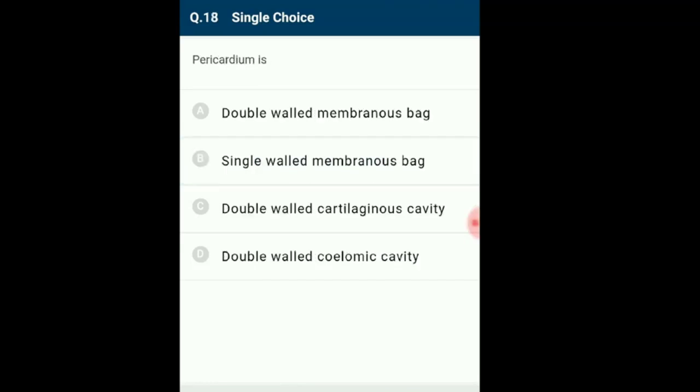Question number 18. Pericardium is. The pericardium is a tough double-layered fibroserous sac which covers the heart. The space between the two layers of the serous pericardium, the pericardial cavity, is filled with serous fluid which protects the heart from any kind of external jerk or shock. So the answer is option A, double-walled membranous bag.